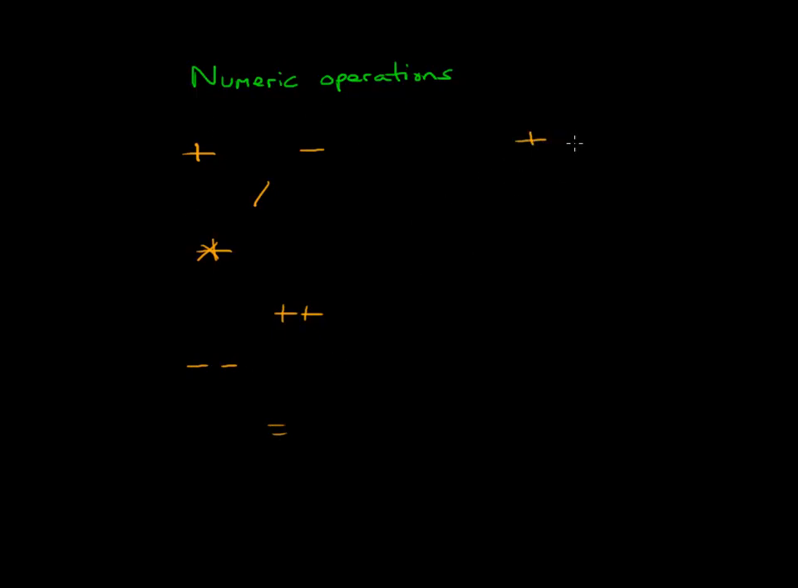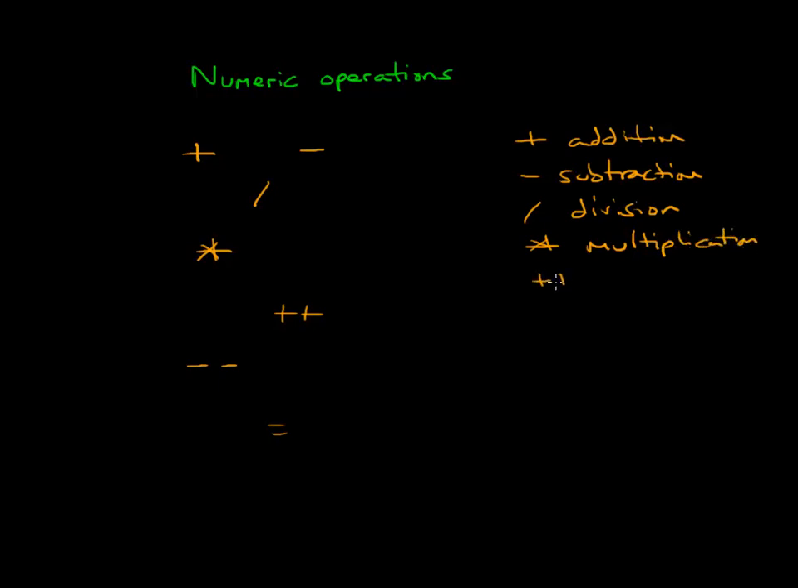So we'll just go through those again. Addition, subtraction, slash for division, a star for multiplication, two pluses in a row, which means increment or add one to something, and two minuses in a row, which means decrement or take away one from something, and equals, which is assignment. And that's what we use with variables.